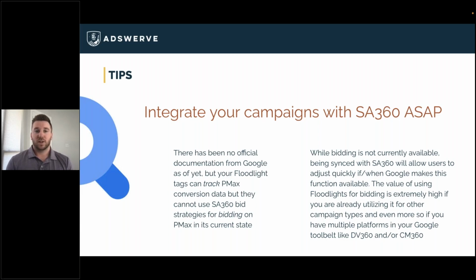So our tip here would just be to integrate your campaigns into SA360 as soon as possible. If you're more comfortable integrating into SA360 and then still managing out of Google Ads until any additional features roll out, obviously you're welcome to do that. It doesn't really change anything in terms of your management day to day, but obviously gives you some additional options in the future if you need them.